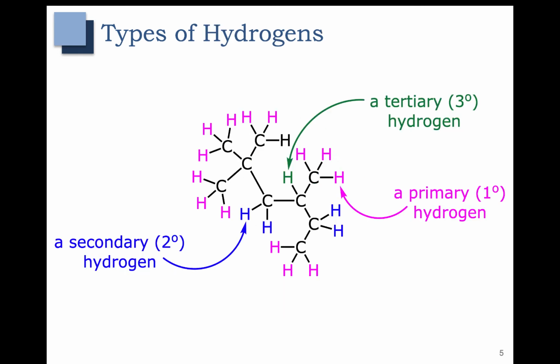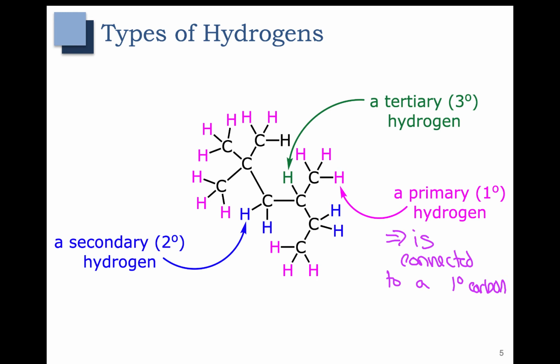Hydrogens are a little bit different. They can only be connected to one other atom. So in the case of the hydrogens, we're looking at whether the carbon they're attached to is primary, secondary, or tertiary. In our first example here, we have a primary hydrogen. A primary hydrogen is connected to a primary carbon, and this carbon is primary because it's only connected to one other carbon.